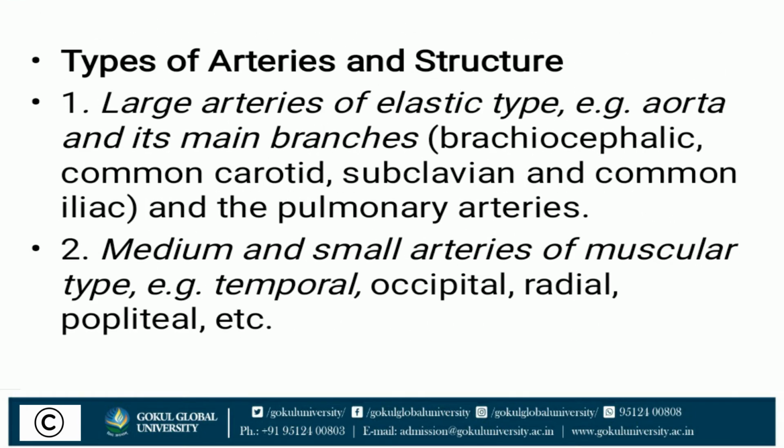Now, types of arteries and structures. Large arteries of elastic type, for example the aorta. Its main branches are brachiocephalic, common carotid and subclavian, which we have seen, and the pulmonary arteries. Medium and small arteries of muscular type, such as temporal, occipital, radial and popliteal, are examples of the medium and small arteries of muscular type.